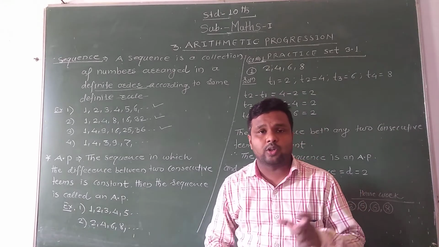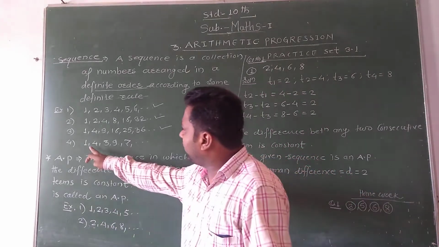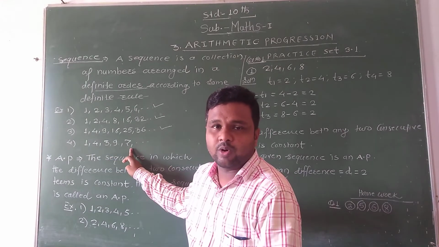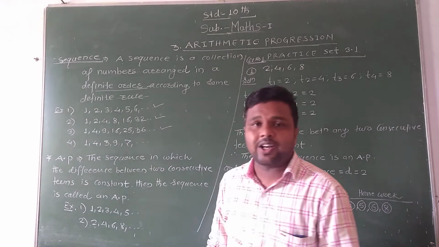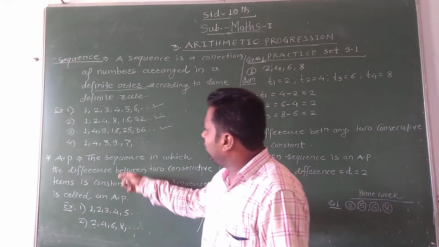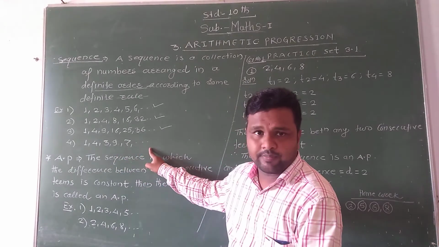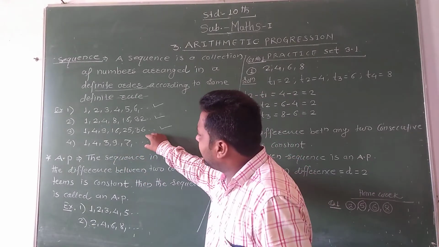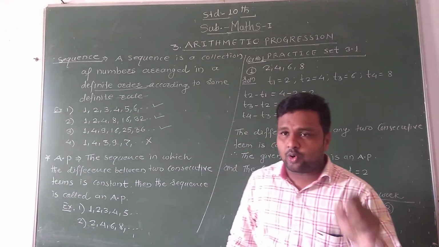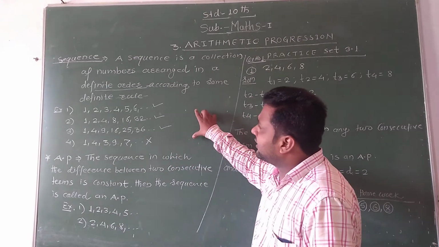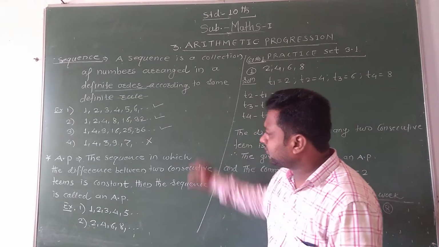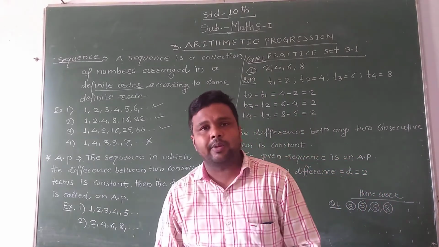Then what about the fourth example? The numbers given are 1, 4, 3, 9 and 7. What is the next number? Okay, these numbers are not in a definite order or according to a definite rule. Therefore we can't find the next number. Therefore this set of numbers is not a sequence. Now students, I hope you understand what a sequence is and which set of numbers is called a sequence.